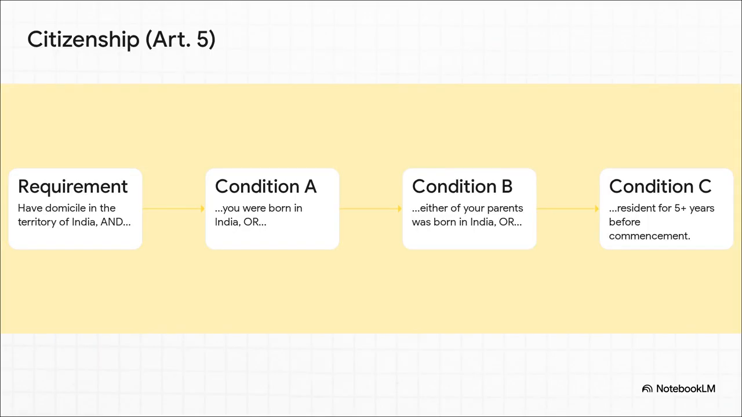So Article 5 laid out a pretty simple framework. First, you had to have your domicile, your permanent home in India. Check. And then, you only had to meet one of these other three conditions. You were born there, or one of your parents was born there, or you'd been living there for at least 5 years. Simple enough, right? For most people, this worked, but it just couldn't account for the chaos of partition.